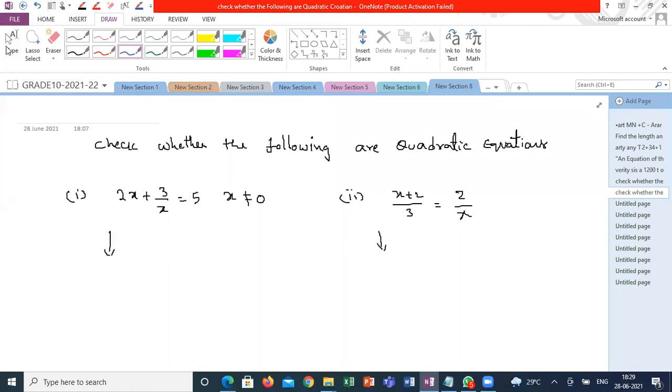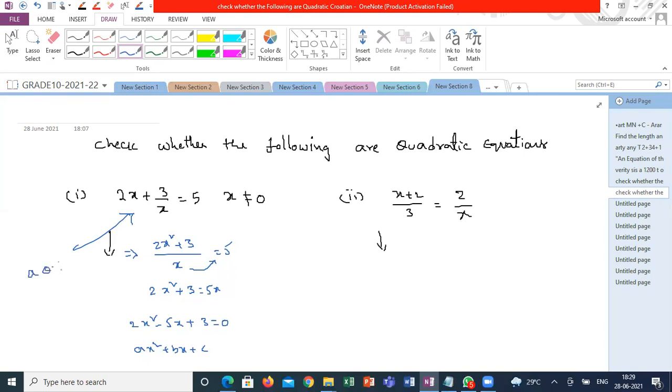LCM, what will I get? Madam, I have to take the LCM, am I right? Yes, sir. So 2x square plus 3 is equal to 5, and cross multiplication. If I take x to this side, 2x square plus 3 is equal to 5x. So the answer is 2x square minus 5x plus 3 is equal to 0, which is in the form of ax square plus bx plus c, where a is not equal to 0. So the first equation represents a quadratic equation.